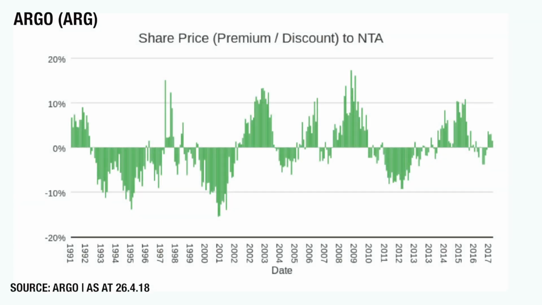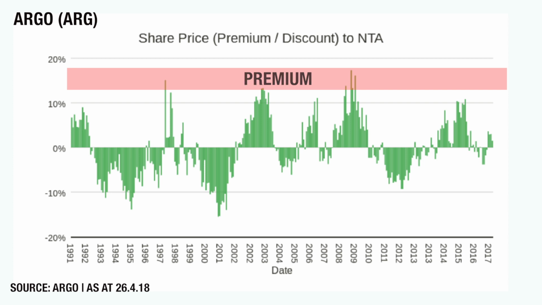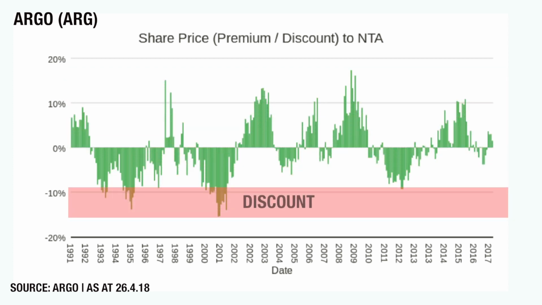Now, to help that, of course, the company does publish its NTA so people can get a guide as to what it should be. But as you can see on this chart in front of you, these premiums or discounts can last for a long period of time. So this is actually from Argo, of course, which is one of the biggest and largest listed investment companies. And this chart shows you its NTA and the premium or discount to the NTA over a period of more than 20 years. And you can see it's been at a premium as high as about 15% and a discount as low as about 10%. And those premiums or discounts have stayed there for a long, long time.